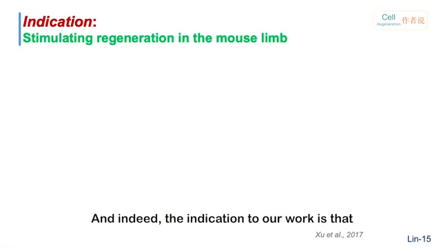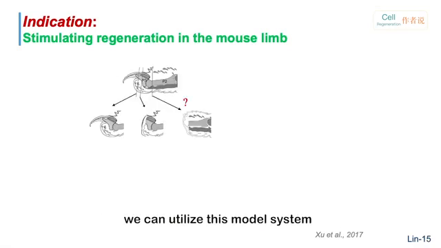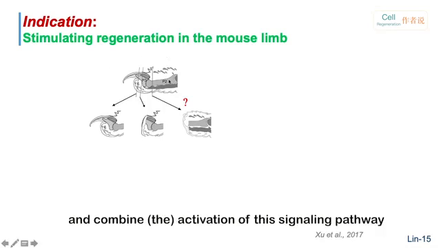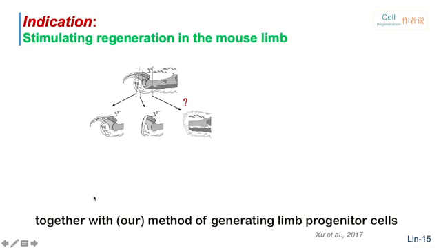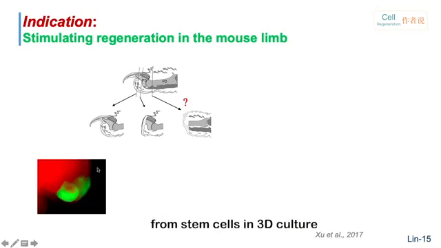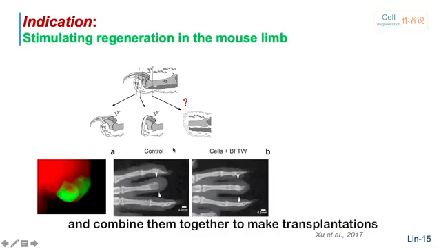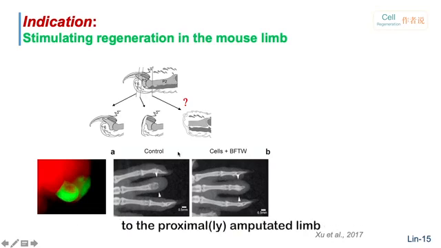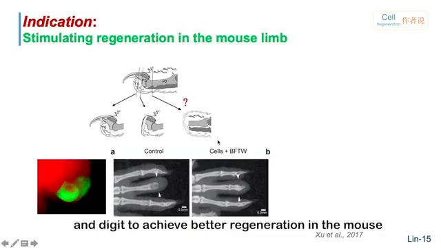And indeed, the implication of our work is that we can utilize this model system and combine the activation of this signaling pathway together with a method of generating limb progenitor cells from stem cells in 3D culture, and combine them together to make transplantations to proximal amputated limb and digit to achieve better regeneration in the mouse.